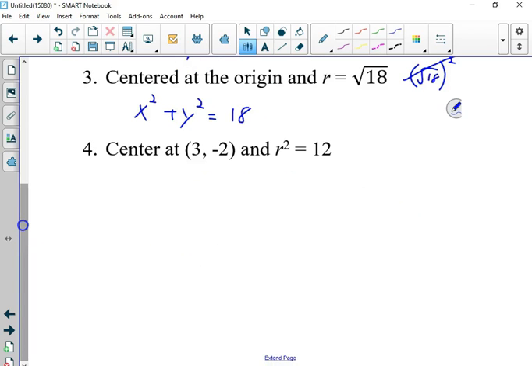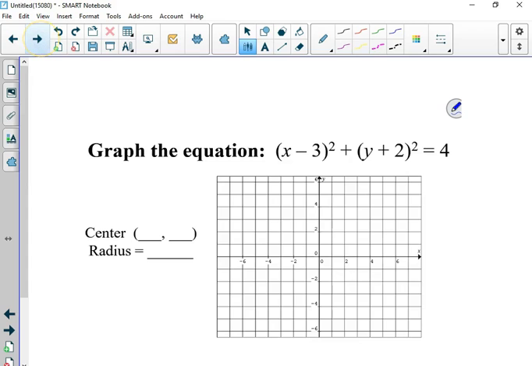And last but not least, centered at 3, negative 2. So that's going to be x minus 3 squared plus, remember, you can write y minus negative 2 or y plus 2 squared. But r squared is 12. So we just put the 12 in there. Because it's giving us r squared this time, not just r. You have to pay attention to the little things.